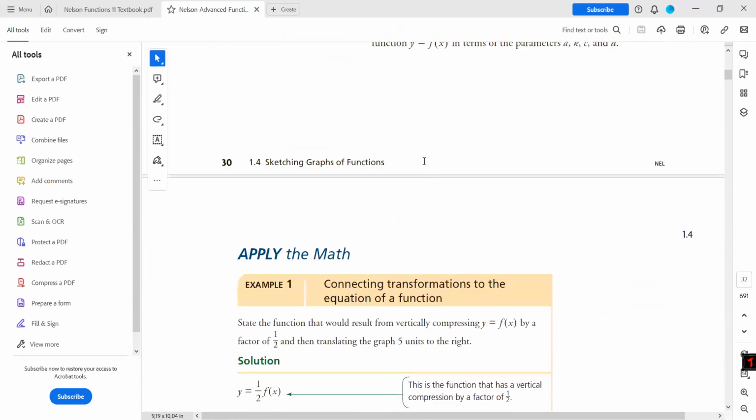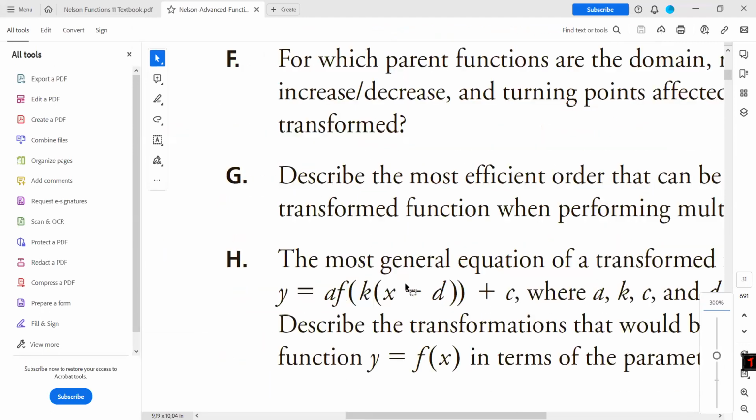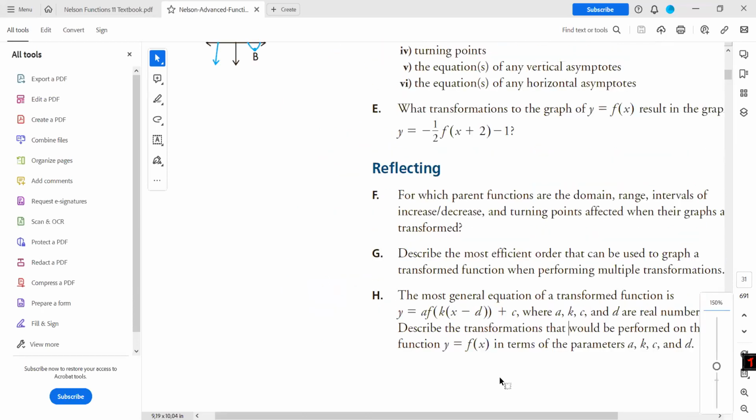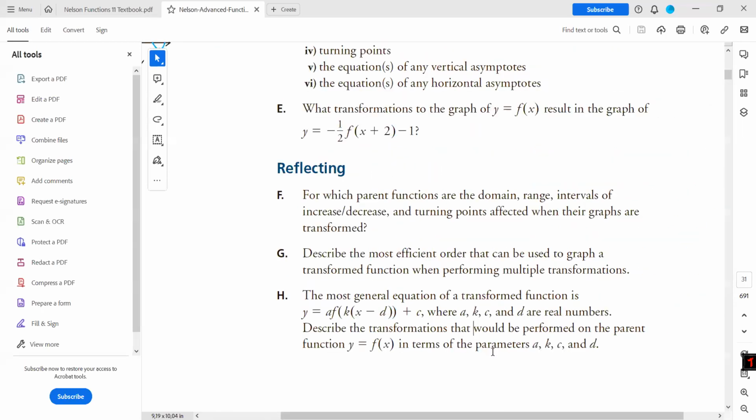One more thing to write down is the general equation of the transformed function. This is what I showed you at the very beginning. Please take a moment to copy it down and remember what each of these parameters is describing.